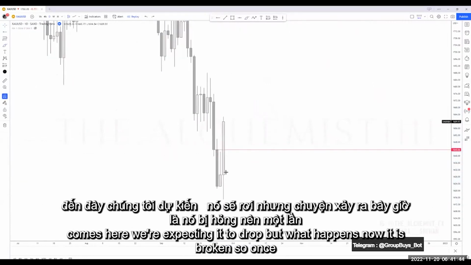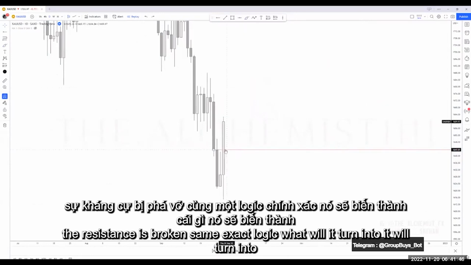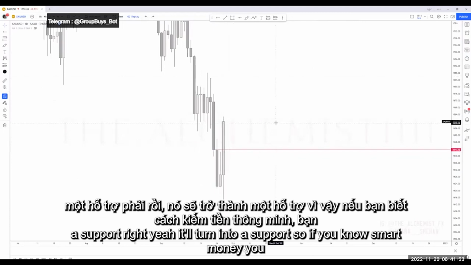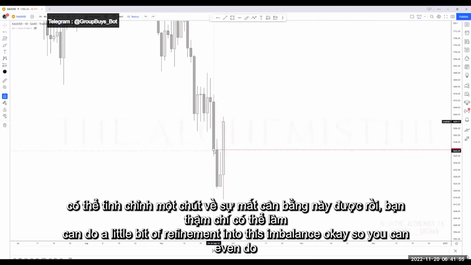But what happens? Now it is broken. So once the resistance is broken, same exact logic. What will it turn into? It will turn into a support, right? So if you know smart money, you can do a little bit of refinement into this imbalance.